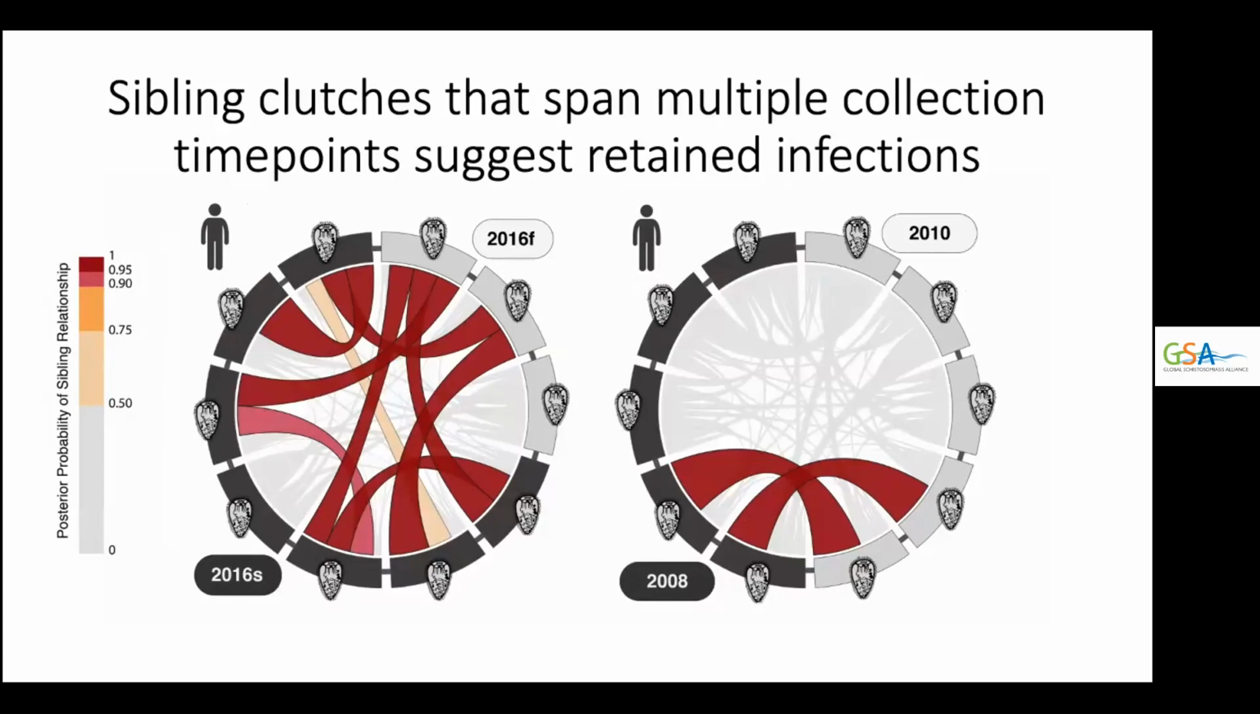We also find some evidence for infections that are retained over time, which show up in the data as sibling Myricedia that are collected from different time points. I'll note here that people who tested positive for infections were referred for treatment, so we didn't necessarily expect to see retained infections, though it is possible that some infections were retained due to noncompliance.